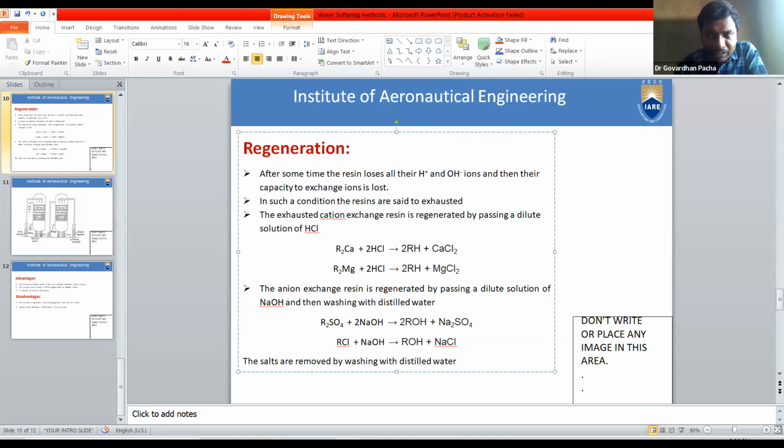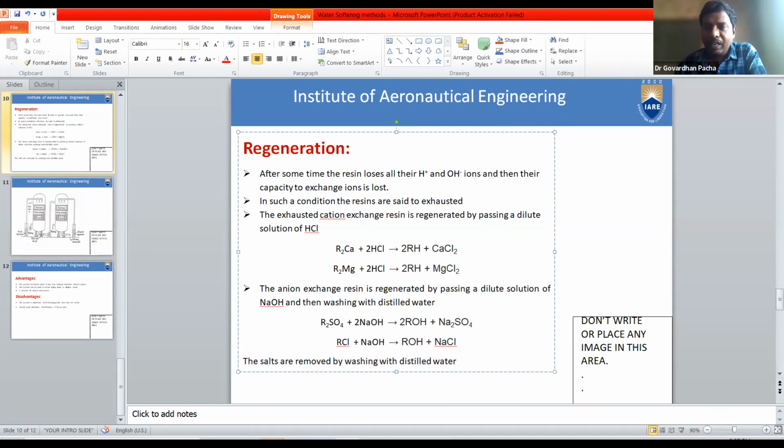What is the representation of a cation exchanger? RH. So we see the equation: RH reacts with calcium to give R2Ca, with H plus ions as the byproduct. So the resultant water contains H plus ions, which means it has a lower pH value, and that resultant water is introduced into a second column.